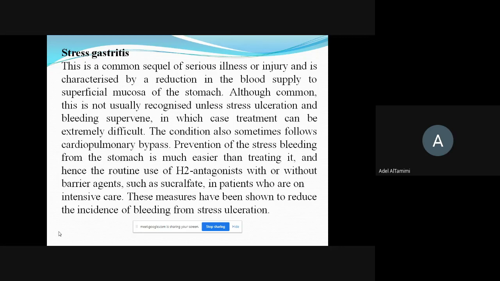فالبريفنشن شافوا افضل وسيله اللي هو by prevention of stress ulceration and bleeding from the stomach is much easier than treating it, and hence the use of H2 antagonist. ال H2 اللي هي histamine 2 antagonist responsible for the secretion of acid.